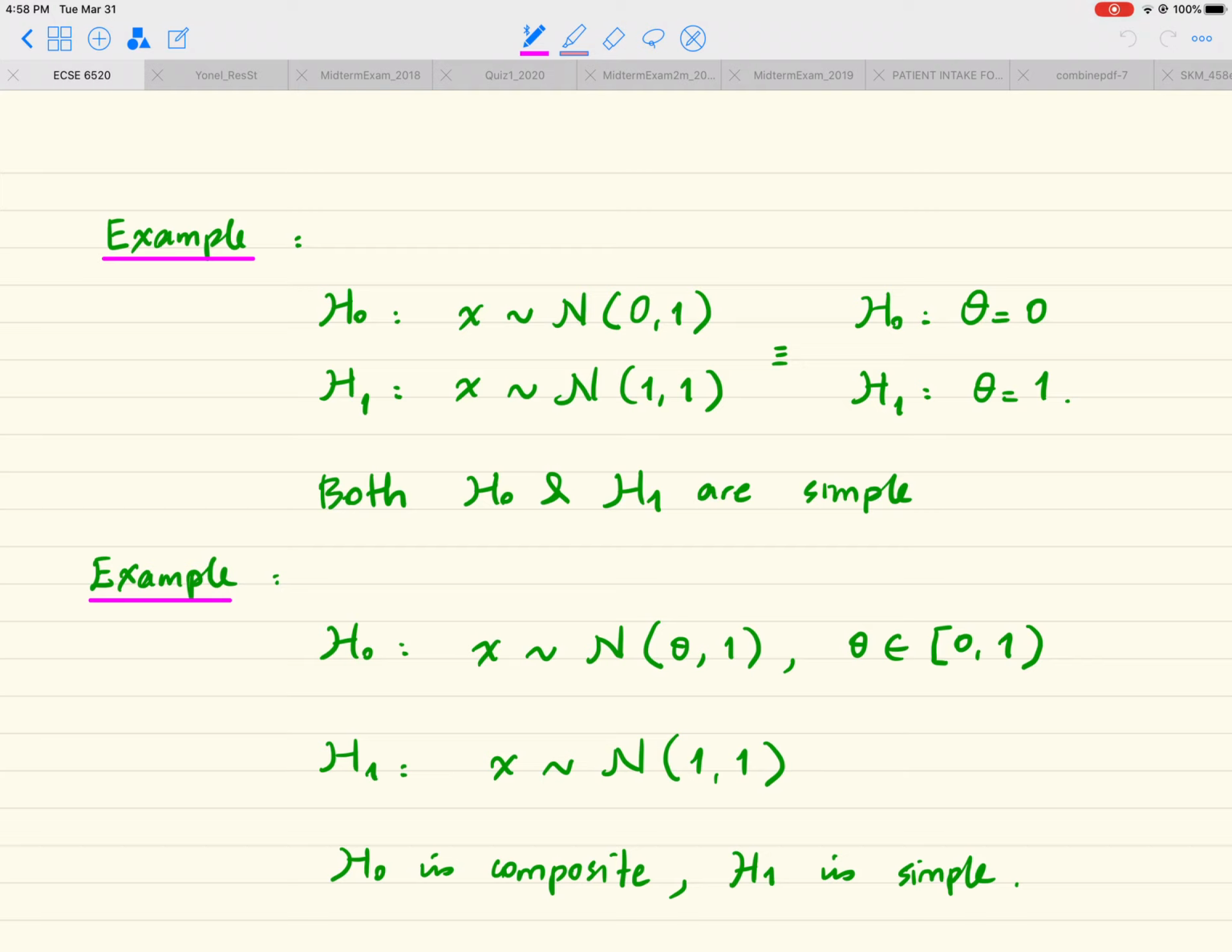All right, so a good example is, of course, the signal present, signal absent problem that we have discussed before. Here, both the null and the alternative hypotheses are simple. If, on the other hand, in the second example, theta takes a range of values, say in the interval 0 to 1, then the null hypothesis is composite, but the alternative hypothesis is simple.